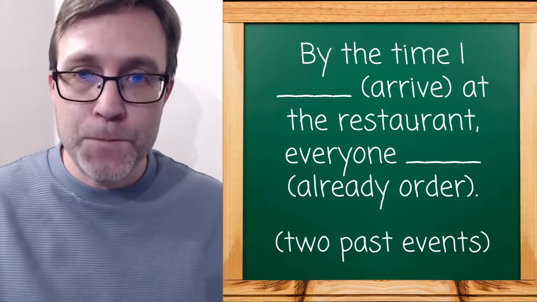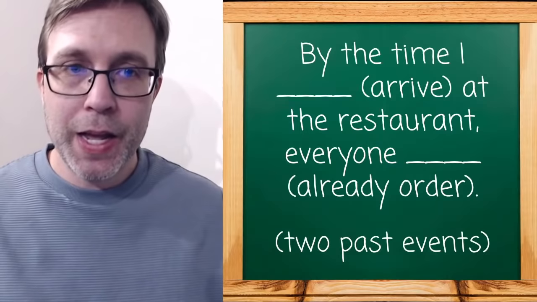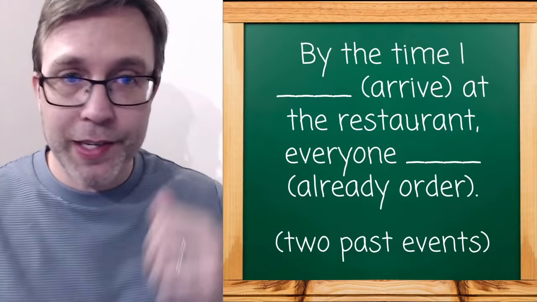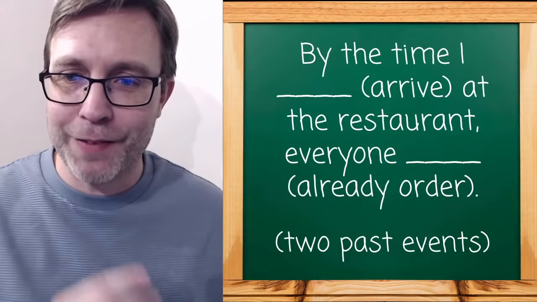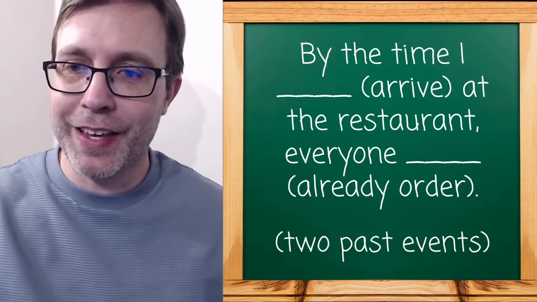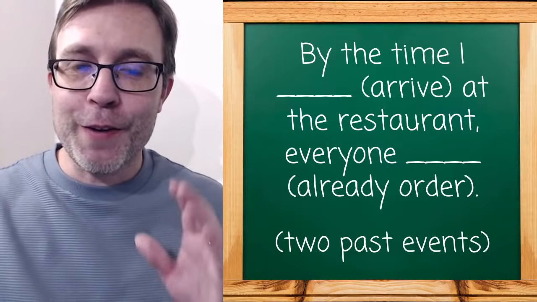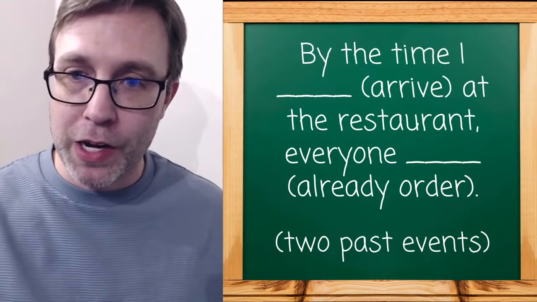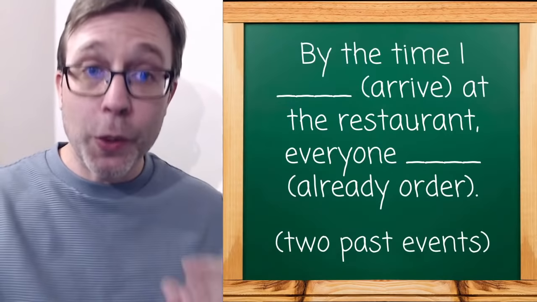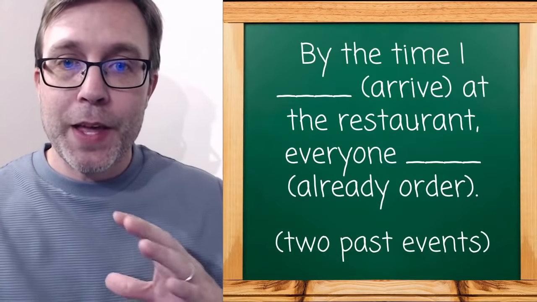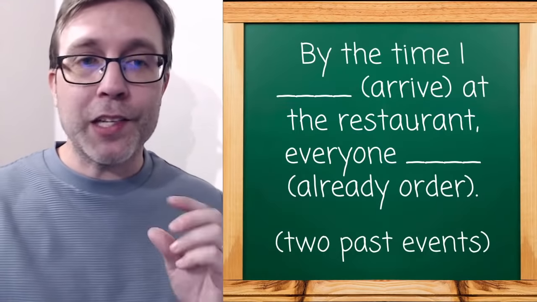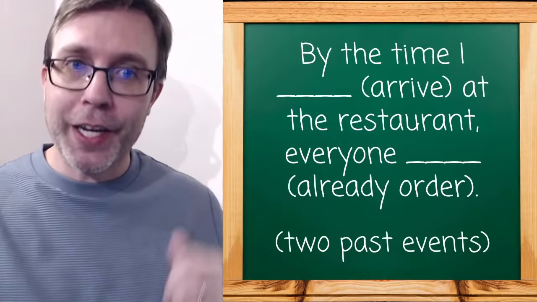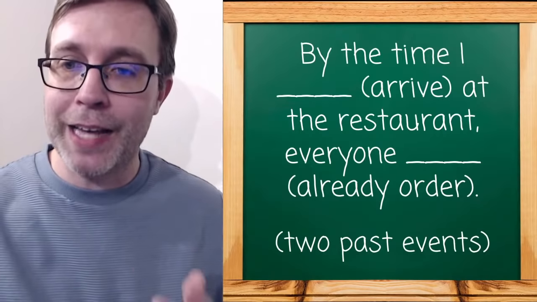By the time I at the restaurant, everyone, and I'm talking about 2 events that are in the past. So both of these have already happened. So the first part, by the time I at the restaurant, that is my adverb clause. And with the adverb clause, you're going to use the simple past. The next part, it's appropriate, especially because you see the word already. That should tell you, okay, the perfect tense. And because we're talking about the past, then you would use the past perfect.